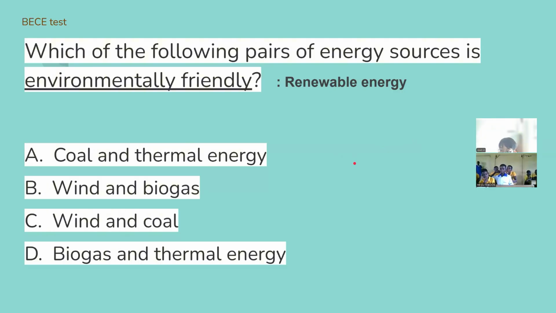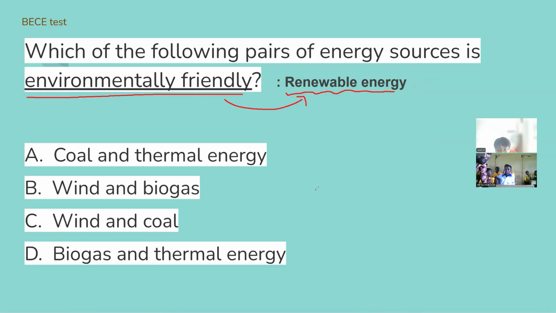Now let's solve some questions so that everyone can understand this topic fully. Which of the following pairs of energy sources is environmentally friendly? Remember, environmentally friendly means no pollution, which means renewable energy. Which of these are renewable energies? Is it coal and thermal energy? Is it wind and biogas? Is it wind and coal? Or is it biogas and thermal energy?